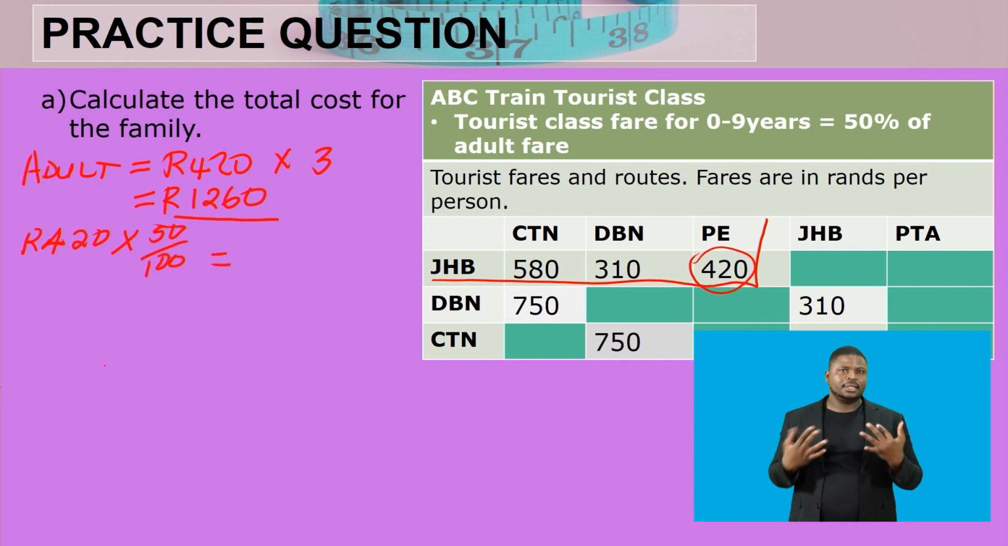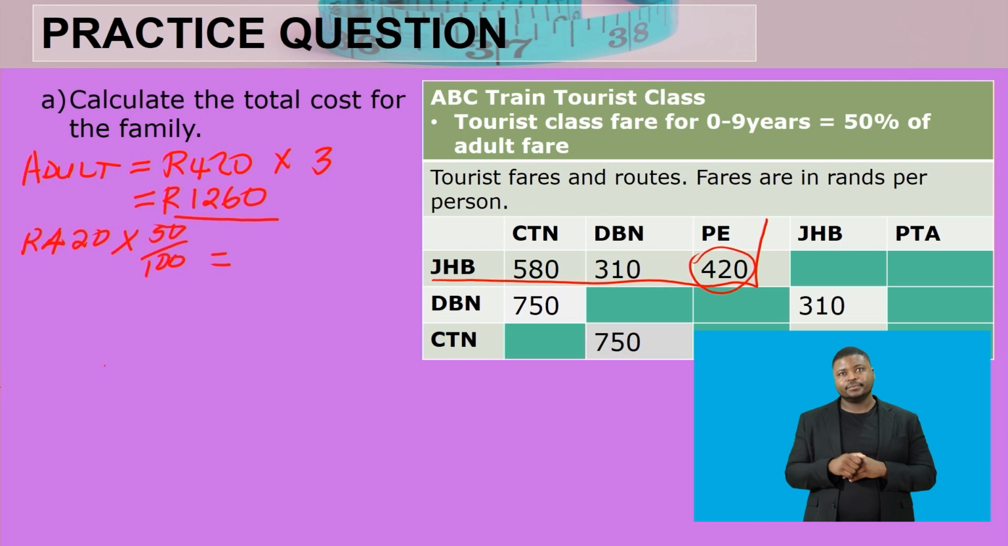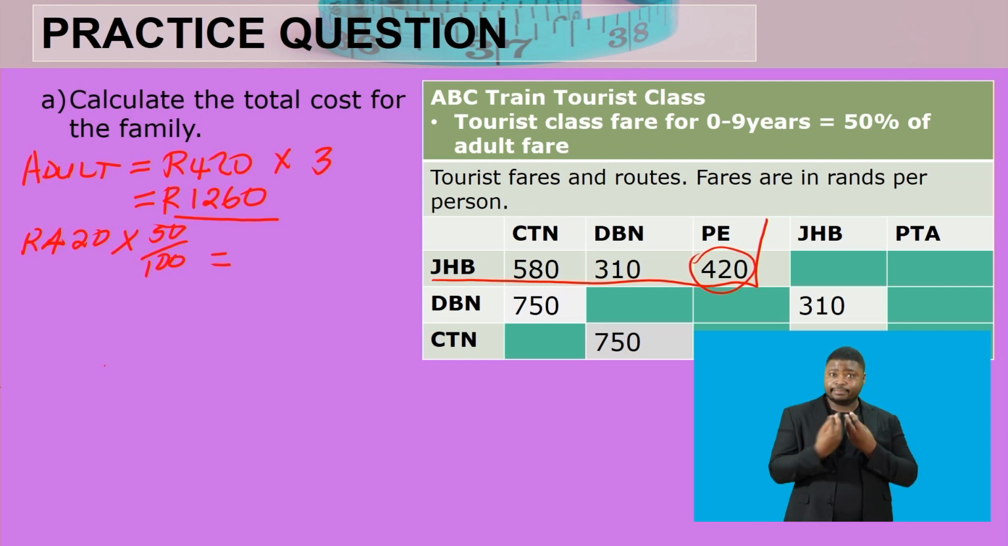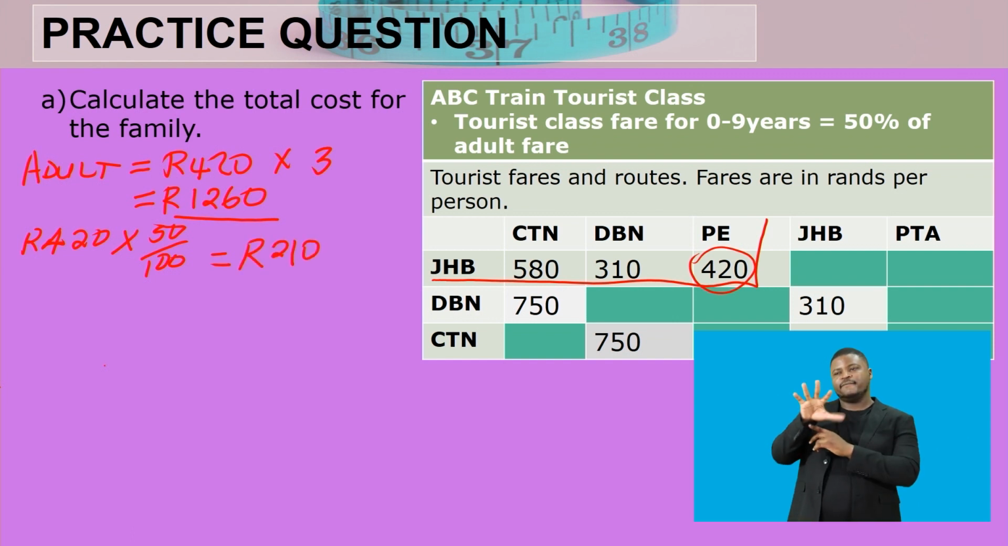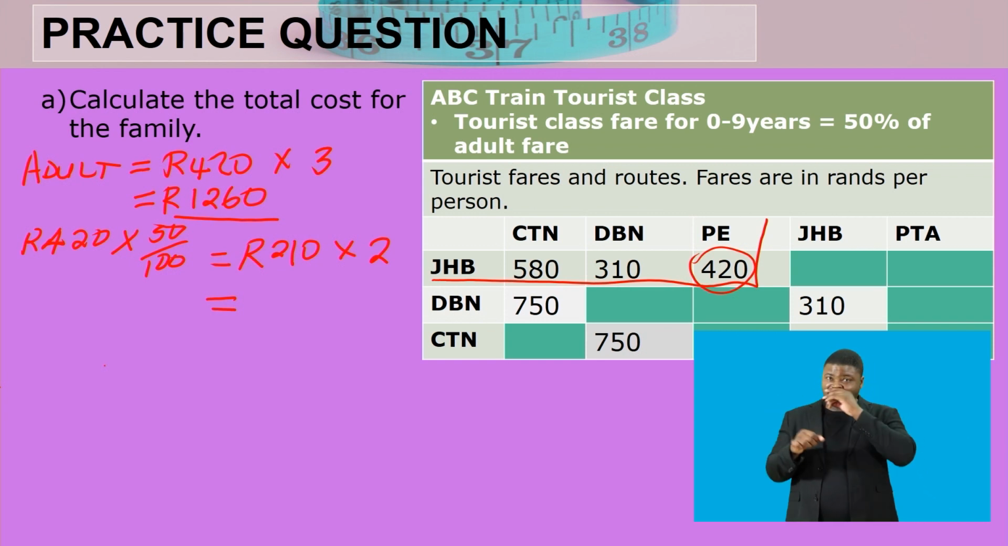What is 420 times 50 over 100? Are we doing it together? We get 210. It means each child will pay 210. But how many are they? There's two of them. So we multiply it by 2. We are still getting the same amount: 210 multiplied by 2 gives us 420.